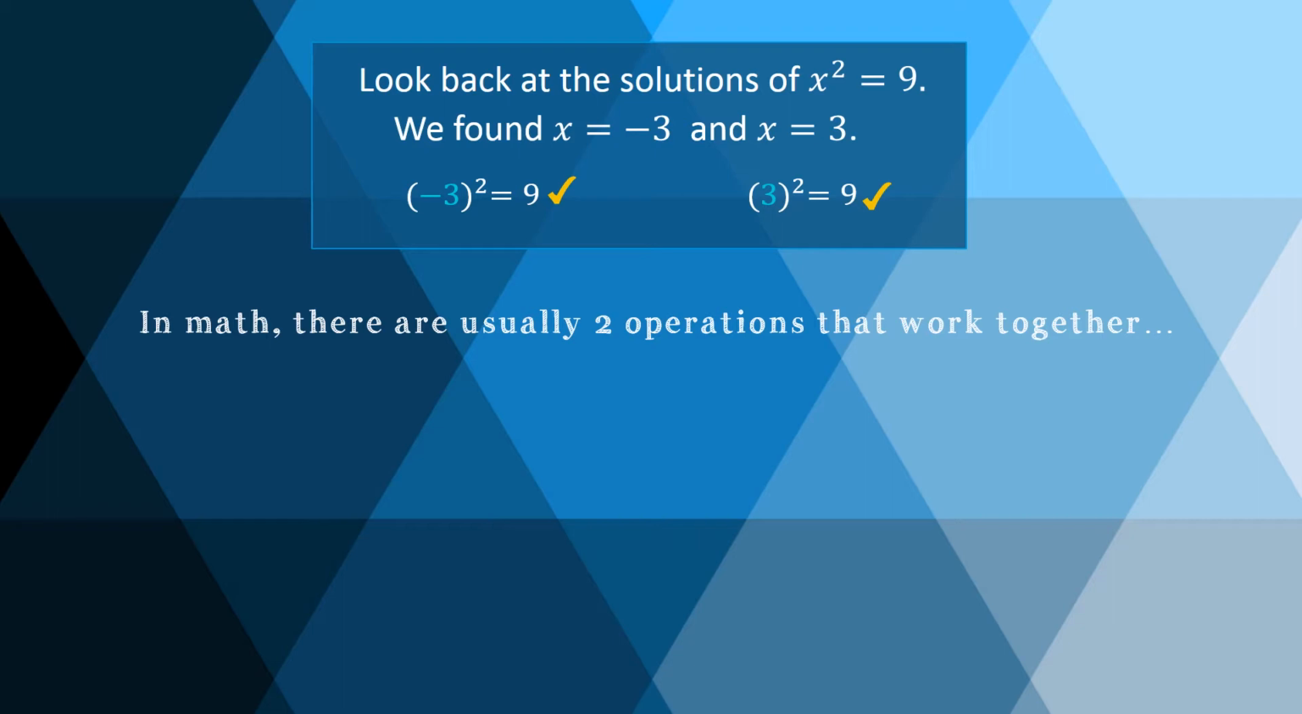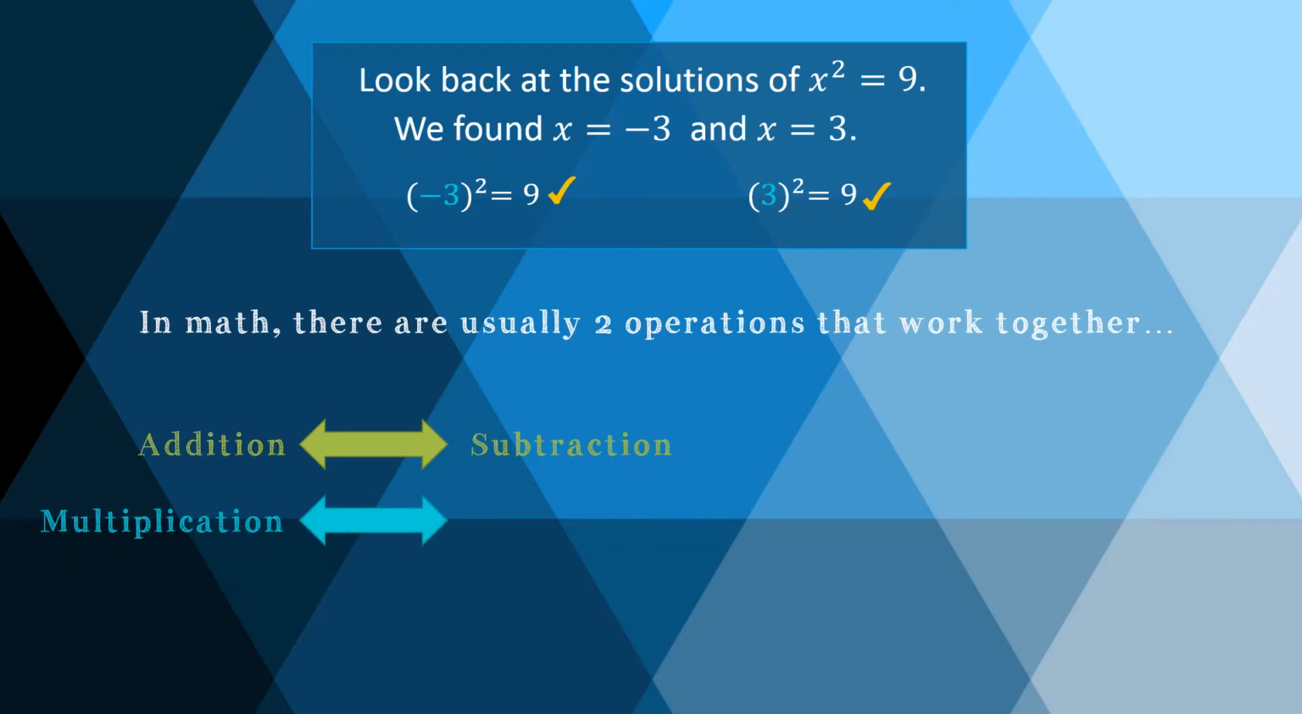Now in math, there are usually two operations that work together. Addition works with what? Subtraction. Multiplication works with what? Division. Squaring something works with what? Do you know? Well, squaring something works with square root.